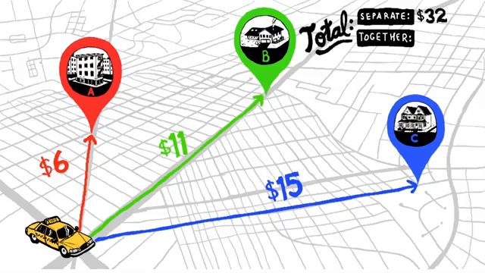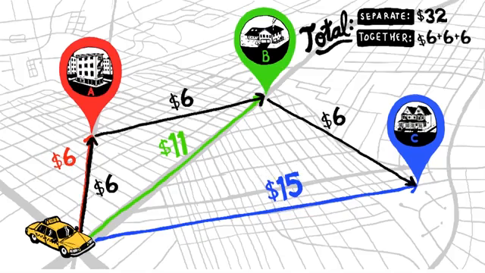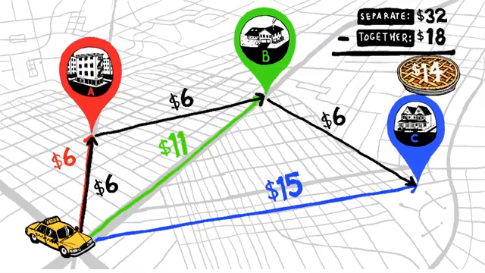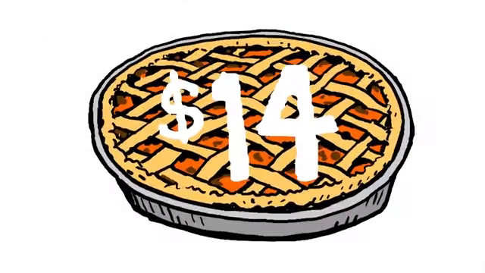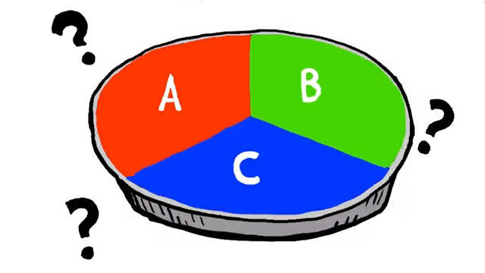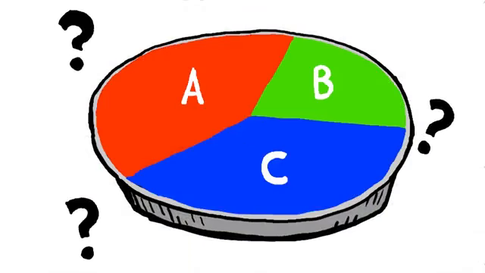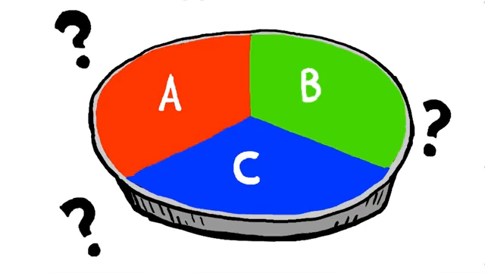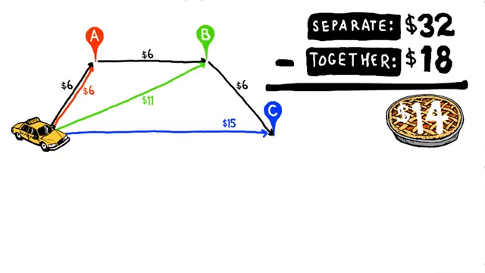By sharing the ride, their total cost is reduced to 6 plus 6 plus 6, or 18, so there's a $14 savings. Okay, now we know the pie is $14. How should we split that up between Alice, Bob, and Carol? Again, I'm ignoring the extra time Bob and Carol spend in the taxi and the associated delay cost. A simple approach is just to split the pie evenly among the three of them.